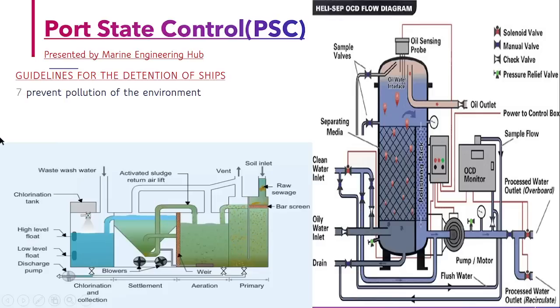Now the seventh thing is the prevention of pollution of the environment. Suppose the OWS on the ship is not working and you have not taken any dispensation, or you don't have a sewage treatment plant and you are just letting off the sewage directly into the water. In that case, your ship may be detained.